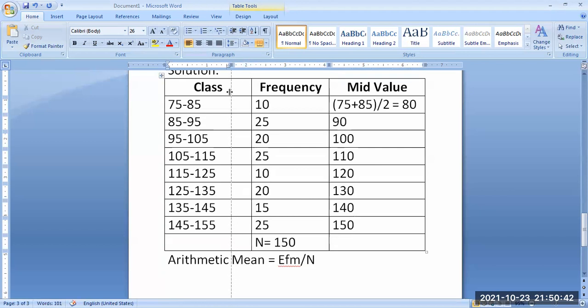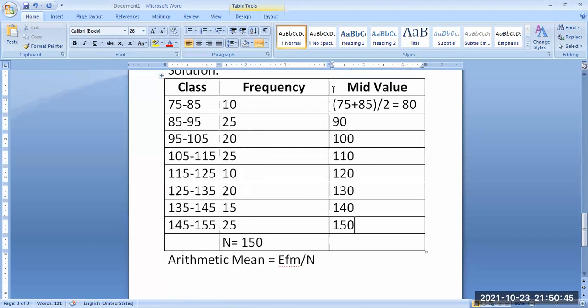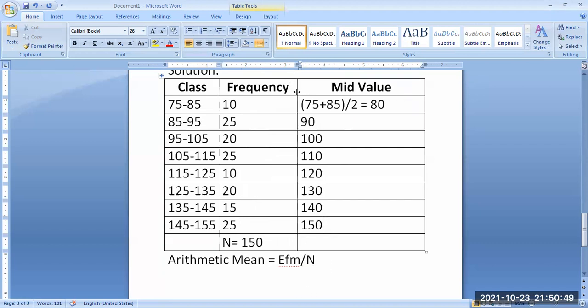Yes, sir. Mid values you remember, no? Yes, sir. Okay, fine.